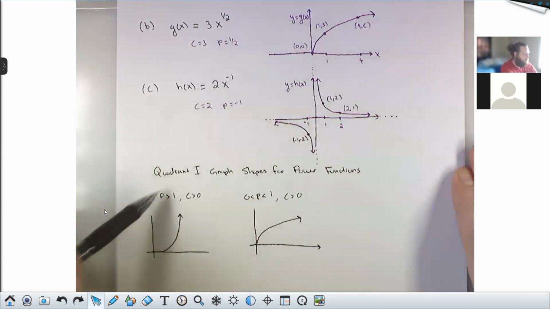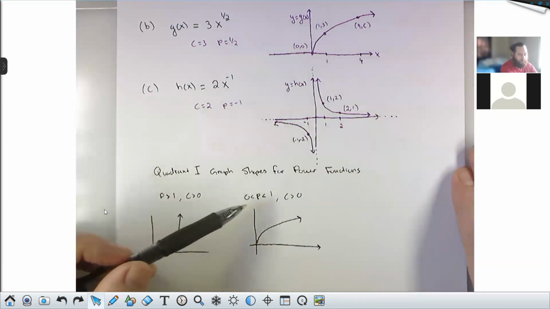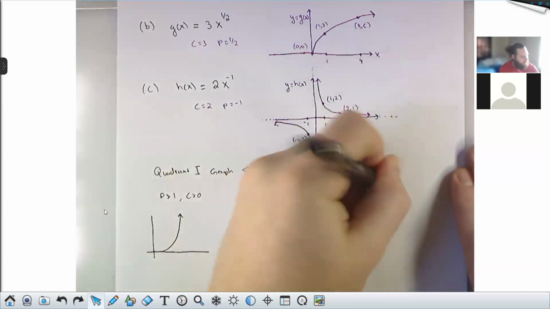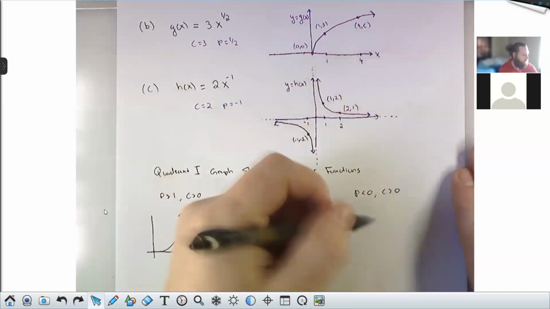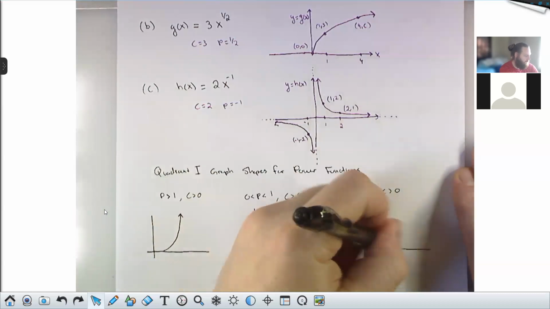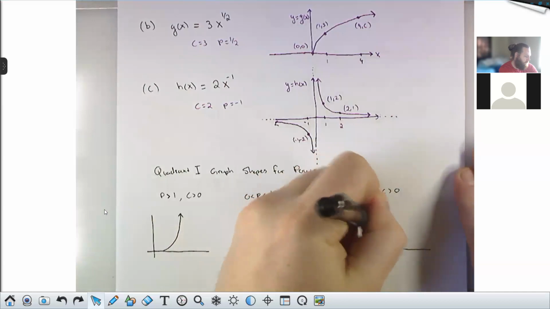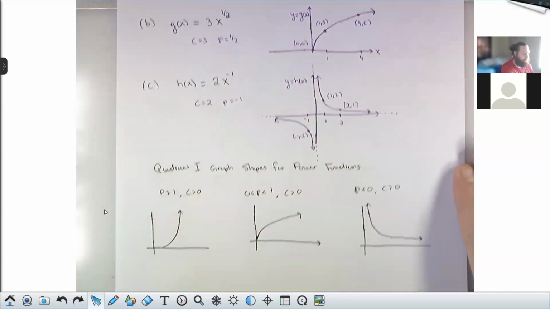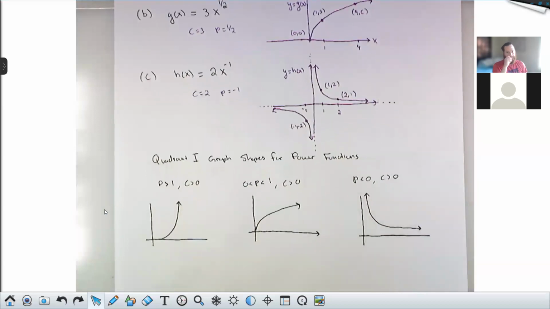So here we've got p bigger than 1, p between 0 and 1. The only thing that's missing is p being smaller than 0. And again, I'll assume that the constant c is positive. In quadrant 1, these will all have a shape looking like the 2x to the negative 1 graph over there. Something like this. Those are the basic shapes. I'm writing c is greater than 0 on each of these because if the constant is negative instead of positive, the picture is flipped upside down.